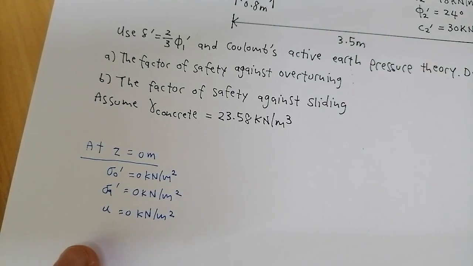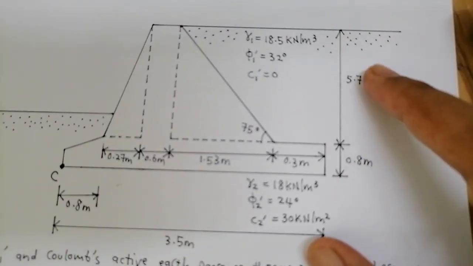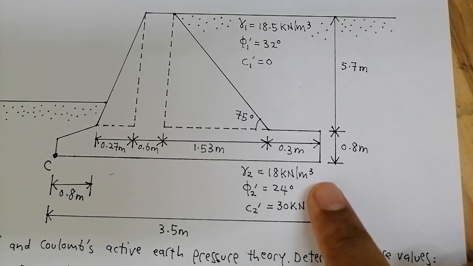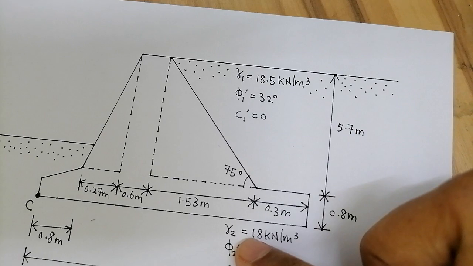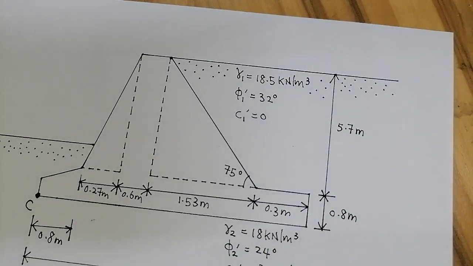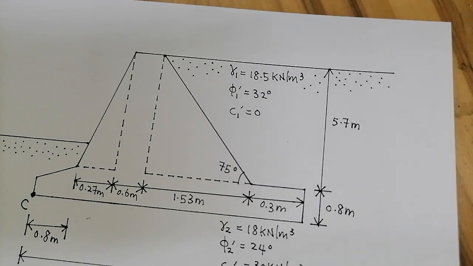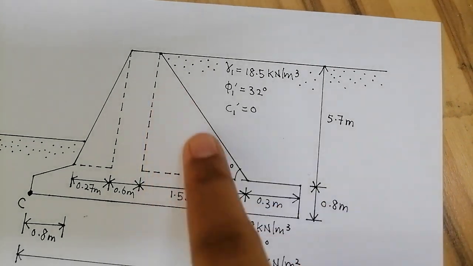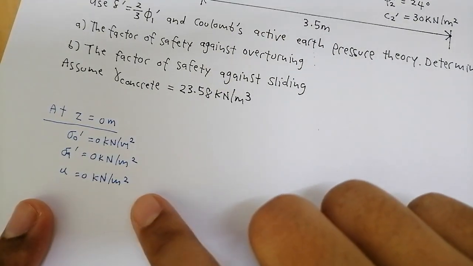Excuse me. Zero, because the groundwater table is not involved in this task. And if you see, both unit weights of soil are not saturated. So we assume we don't have any pressure coming from the pore water acting on the retaining wall. All right, so that's why it's 0.